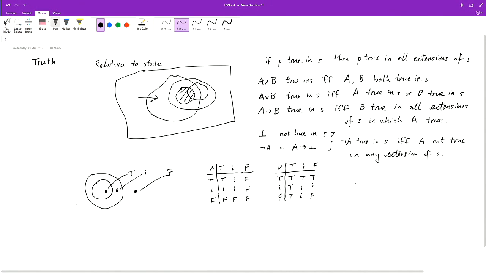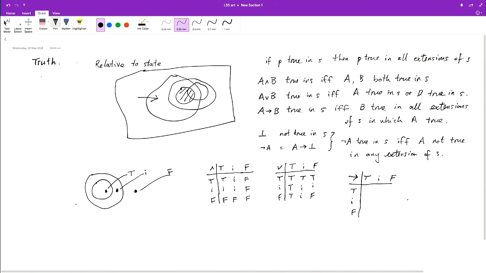Now, what about these other things, though? What about the implication connective? What does that look like? This is across the top, that's B, and down the left-hand side, that's A. And in the matrix here, we want the value of if A then B.